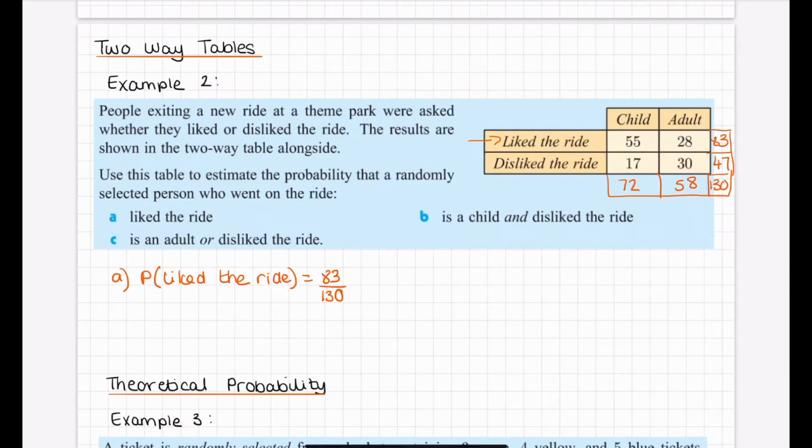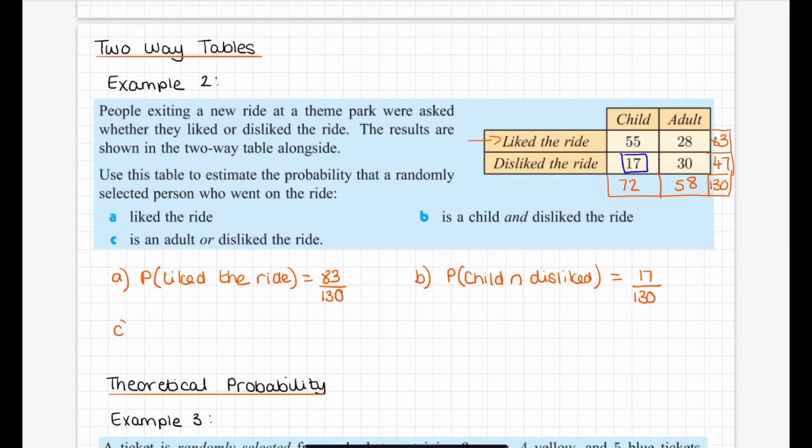So B, we want the probability that they are a child and they disliked the ride. So if we look at child and disliked the ride in our two-way table there, you will see it will be the number 17 because it's child and disliked. So that will be the probability of child. And then we can use set notation if we like, because and is our intersection. So I'm just going to write child and disliked, which will equal 17 out of 130.